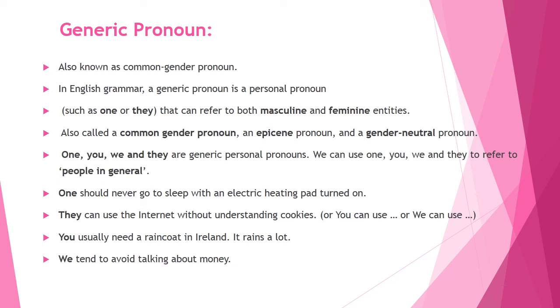Here are examples of how we can use these generic pronouns in a sentence. One should never go to sleep with an electric heating pad turned on. They can use the internet without understanding cookies. You usually need a raincoat in Ireland. It rains a lot. We tend to avoid talking about money. So the words in these sentences, one, they, you, and we, are used in a general way.